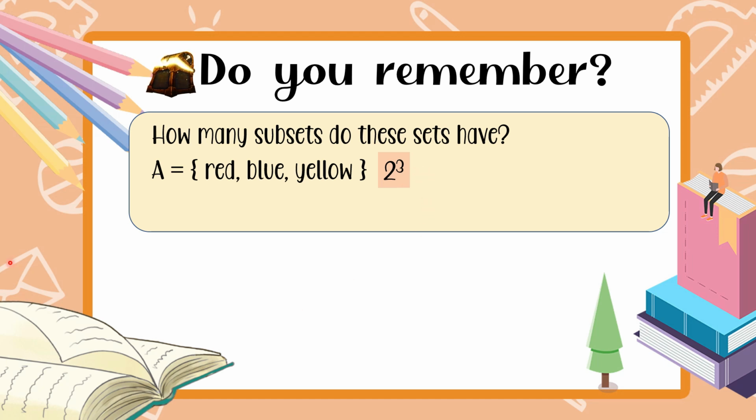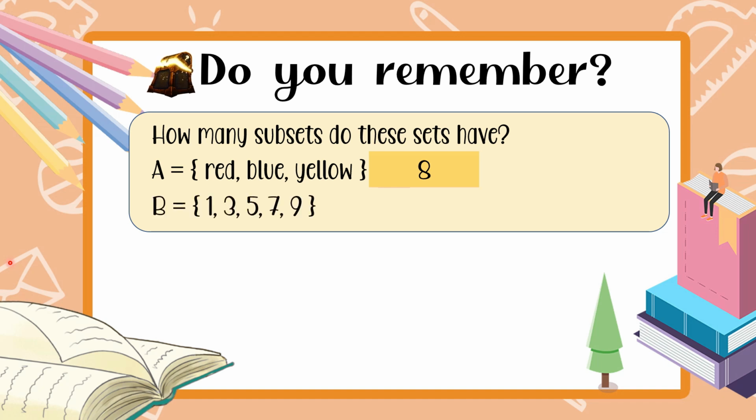So, ang ibig sabihin yung 3 na yan dyan, you're going to multiply 2 3 times to itself. So, magiging 2 times 2 times 2. And what is 2 times 2 times 2? The answer is 8. Therefore, there are 8 subsets in set A.